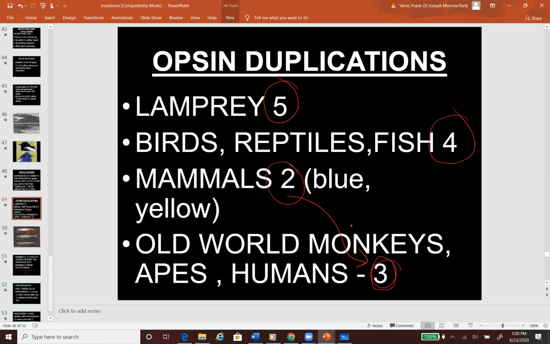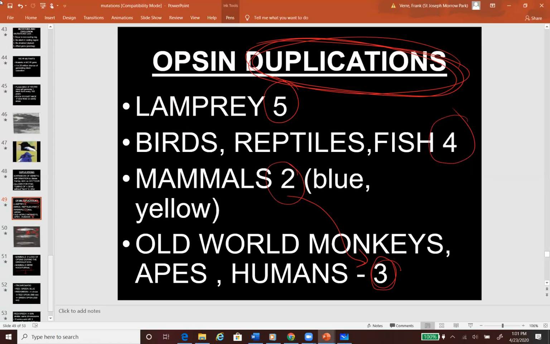So if there are ways to kill genes, there must be ways to make them or make extra copies. And the main mechanism is through a process called duplication. Okay? Now, duplication is exactly what it sounds like. You make an extra copy of a gene.